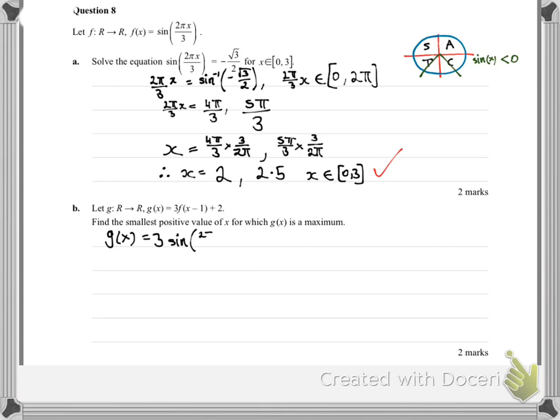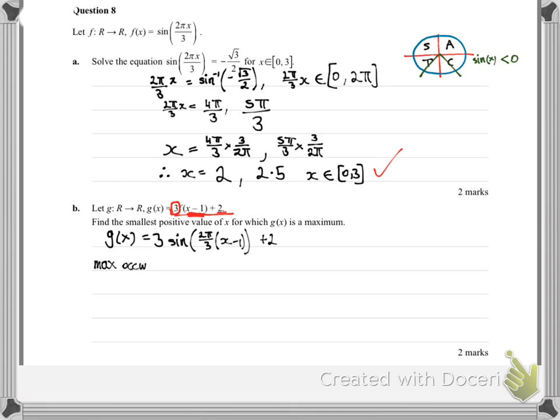Okay, next question. First off, let's form our g of x function. Now g of x is given by this transformation on our f of x. So what we have to do first is subtract 1 from the x, then multiply the whole outside function by 3, and then add 2 at the end. Okay, and we get this.